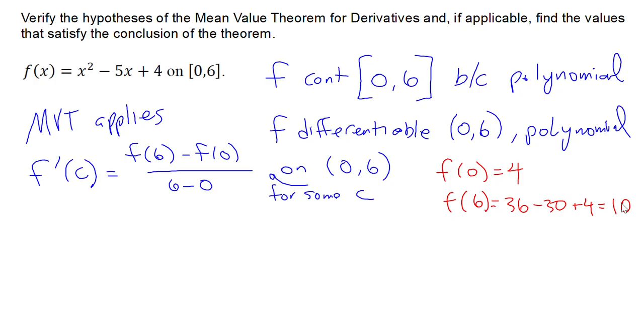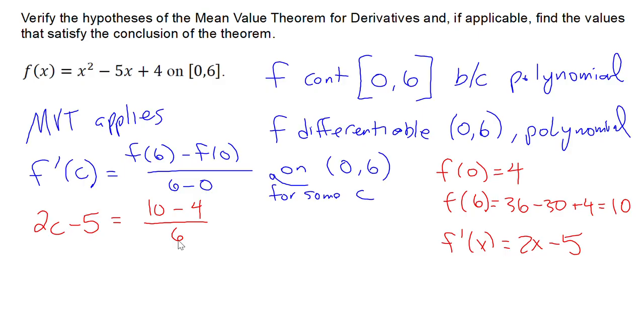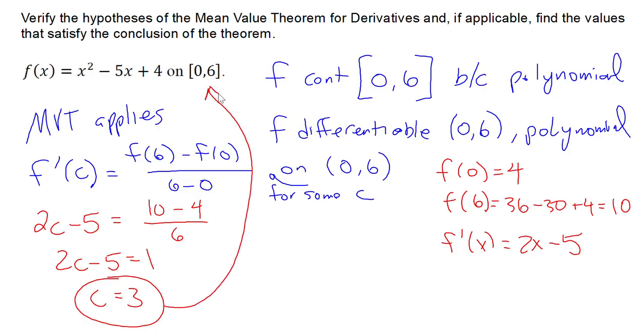Okay. So we know that f prime of c, well, what's f prime of x? f prime of x is 2x minus 5. So f prime of c would be 2c minus 5. We want that to be equal to f of 6 minus f of 0 over 6 minus 0. Well, that just comes out to be 1. So we have 2c minus 5 is equal to 1, or c is equal to 3. Okay? And we can see that 3 is clearly on the interval from 0 to 6. That's all there is to it.